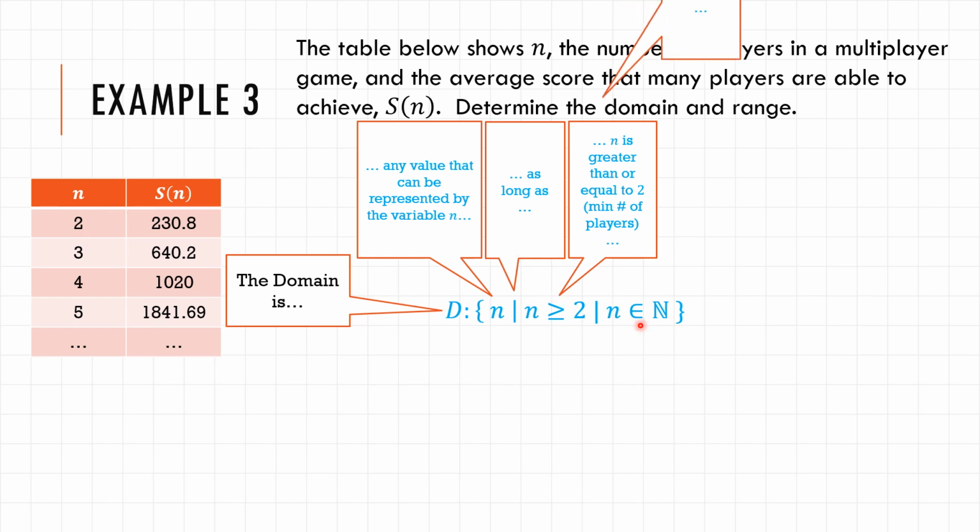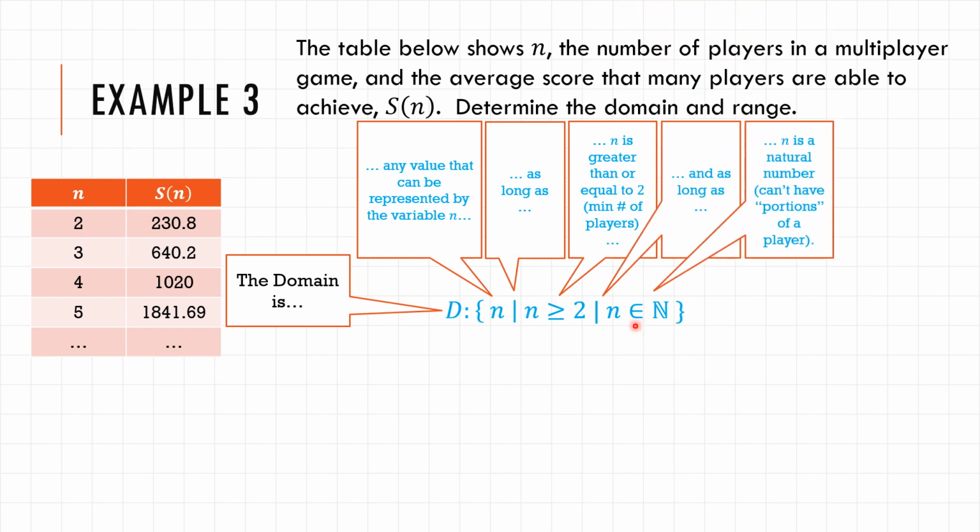And finally, those values have to be a natural number. They can't be a decimal. You can't have 0.3 players, right? That doesn't make any sense. You either have 2 or 3. You can't have 2.3. You can't have a portion of a player. That's a murder scene. We definitely don't want that.